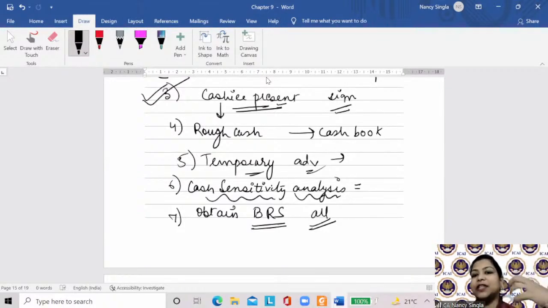कैश सेंसिटिविटी एनालिसिस, दैट इज कंपाइलिंग व्हाट कैश रिसीट्स, कैश पेमेंट्स मंथ वाइज. ट्रेंड को देखो, इफ देयर इज एनी वेरिएशन आस्क द मैनेजमेंट टू प्रोवाइड यू विद अ ब्रीफ डिस्क्रिप्शन एंड ऑब्टेन BRS विद रिस्पेक्ट टू ऑल द अकाउंट्स, ठीक है, कि साइंड है या नहीं. What is the client's process and periodicity of preparing BRS.